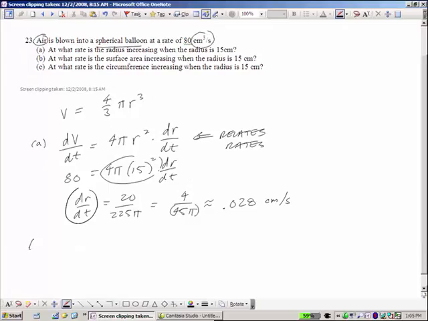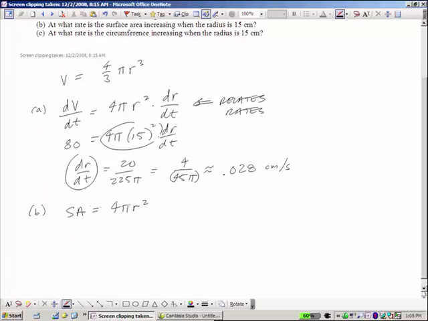All right, let's try B. B says, at what rate is the surface area increasing? All right, well, the surface area of a sphere, A, is 4 pi r squared. Now, that's a relationship between two functions. I want to find the relationship between the two rates. The derivative of 4 pi r squared is 8 pi r. All right, so 8 pi, what's r equal to? 15. But I don't know what dr/dt is.